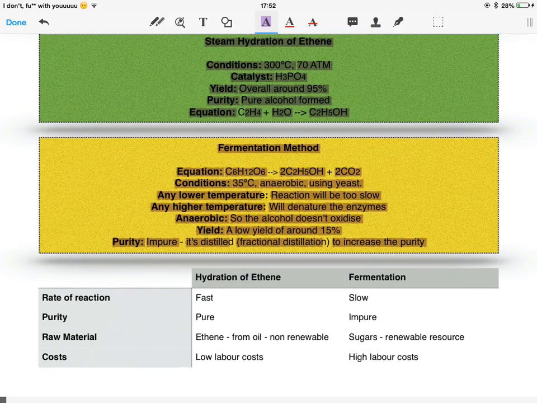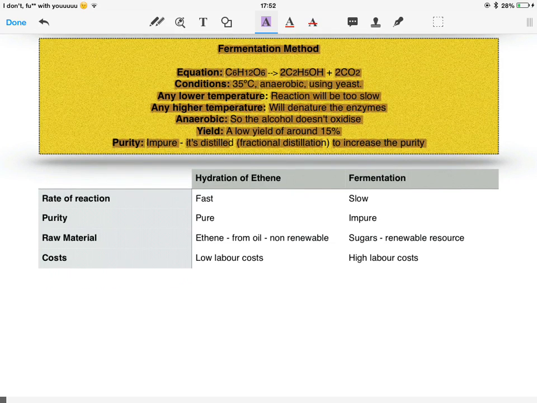Because this is an industrial process, how science works is widely asked. So for the hydration of ethene and the fermentation process, there's a couple of factors. For the rate of reaction, the hydration of ethene is fast, whereas the fermentation is slow. The purity, well, for hydration of ethene, a pure alcohol is formed, but in the fermentation process, an impure alcohol is formed. So because we have to further purify this, it's not economically good, to say the least.